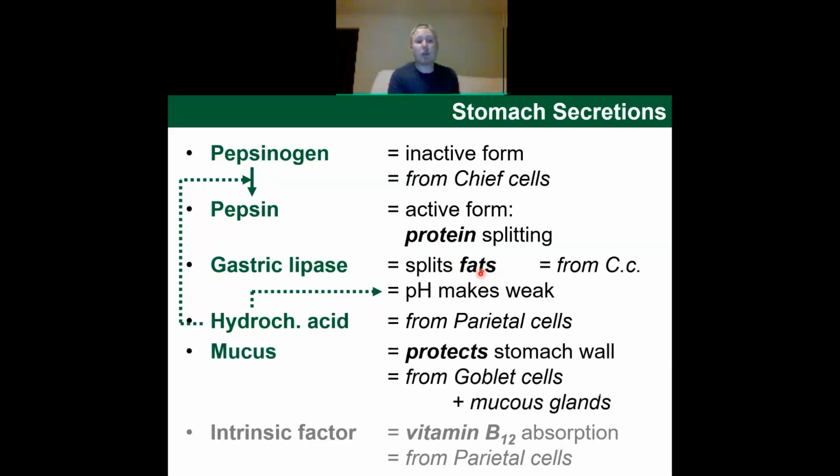What else? Stomach secretes a lot of mucus that really protects the stomach wall lining. That's secreted from the goblet cells and mucus glands. Really, there's a lot going on. It's very acidic, so this mucus protects so that we don't end up digesting the wall itself. And of course, we also secrete something known as intrinsic factor from the stomach. And this plays an important role in vitamin B12 absorption and is secreted from the parietal cells. So that's a really quick review of the stomach secretions.